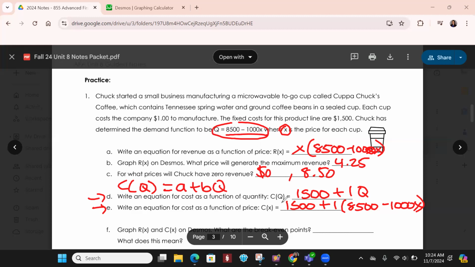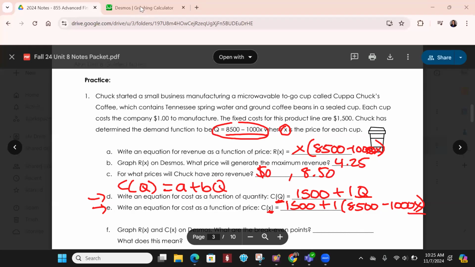Now, look at what's on the inside of these parentheses. Do you notice how that's the variable in the formula? Does that help a little bit? Okay. All right. So on F, you're going to graph both R of X and C of X. And where are their break-even points? So you're going to graph both of them and see where they cross.